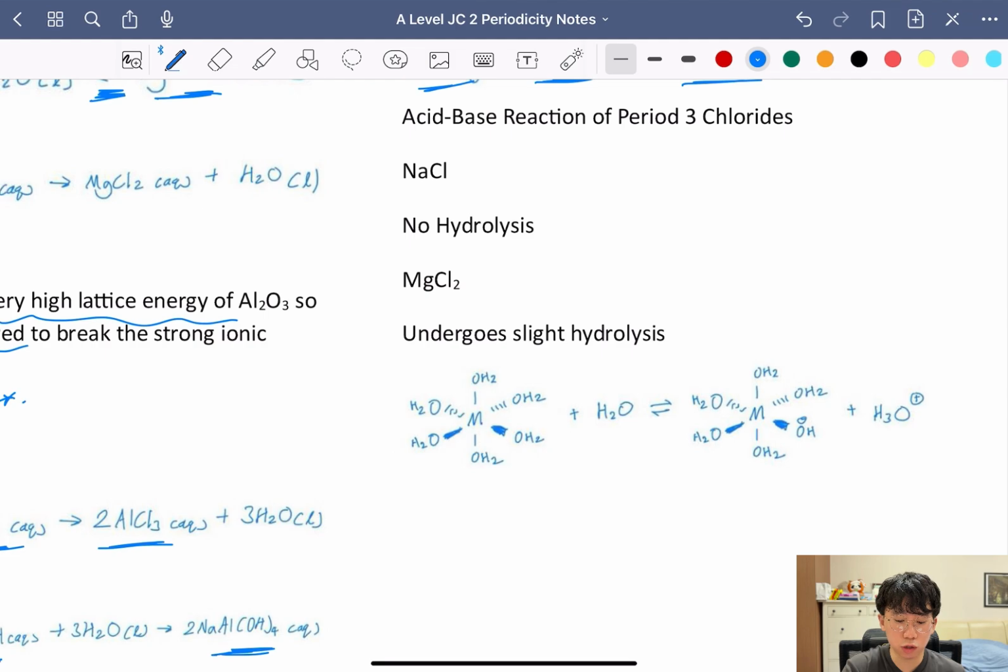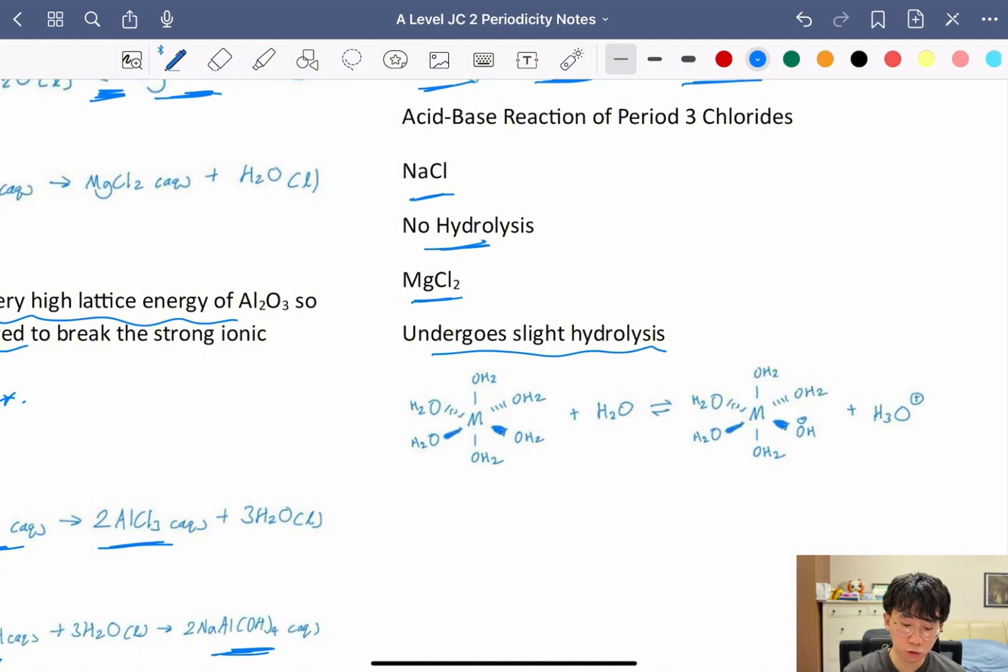So for NaCl, there's no hydrolysis, so it's actually neutral. But your MgCl2 undergoes slight hydrolysis over here. And you gotta know that this is what is happening, and this will be further covered in your transition metals lecture as well.